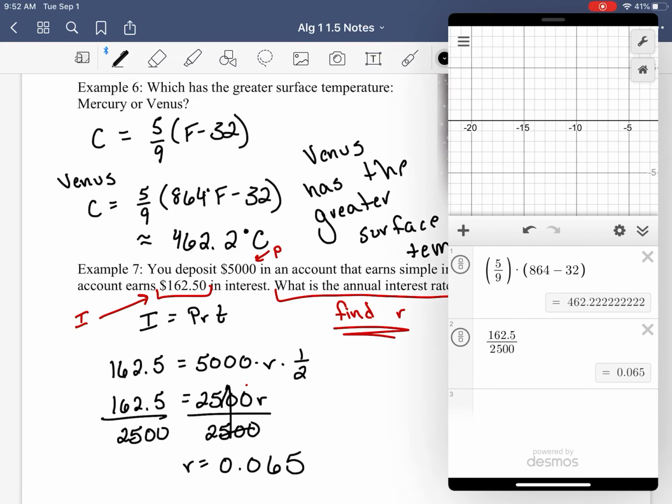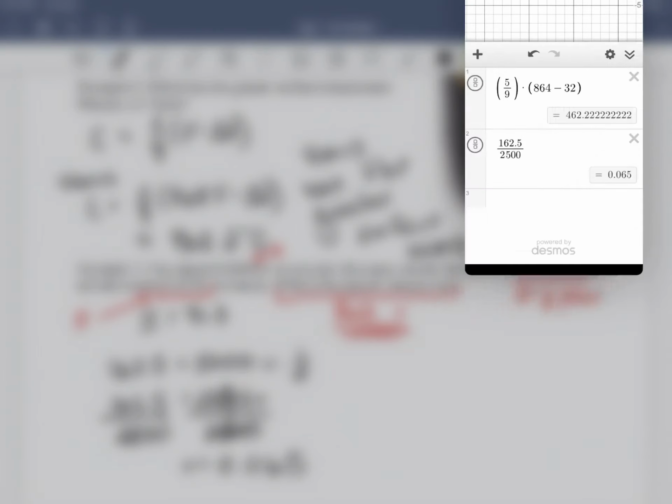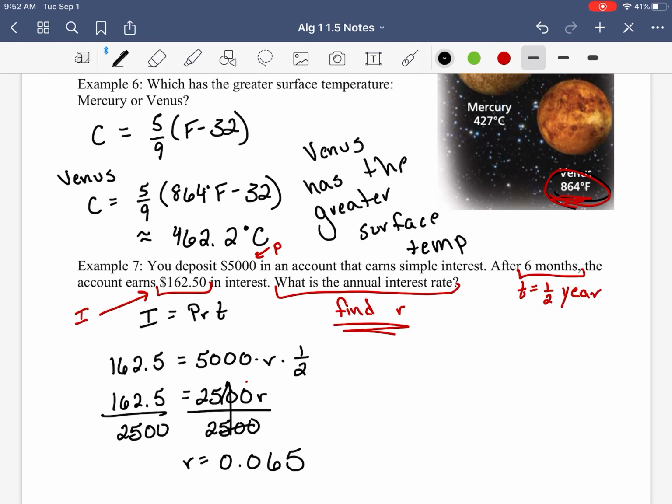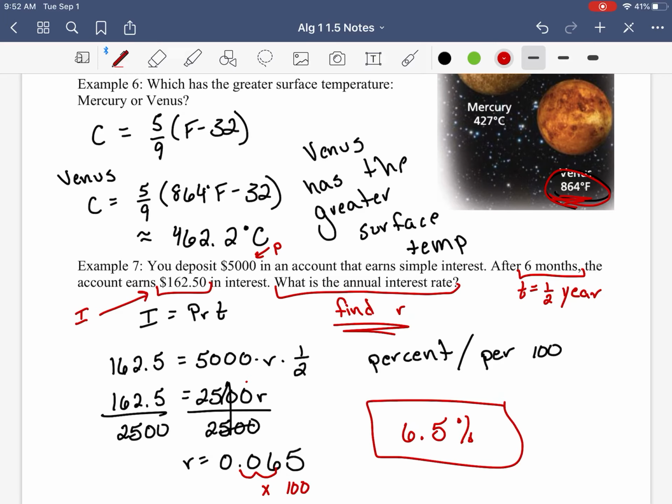Okay, slide over. Sorry, my Desmos isn't going away. There we go. So since we want this as an interest rate, interest is in a percent. And since percent means per 100, we would need to multiply this by 100, which gives me, move it back 2 places, 6.5% is my interest rate.